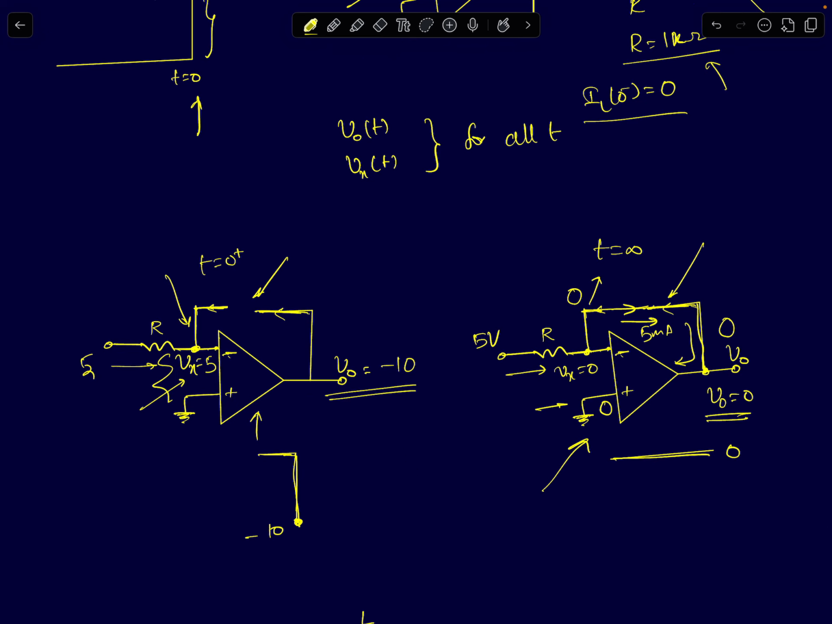You can analyze this just using intuitions. When the step arrives, the output goes to minus 10 and eventually it goes to 0. What happens in between? How does it reach 0? Does it go through a pulse, or does it have some kind of discharging, or what? How does the response look? That's what we are interested in, and we'll analyze that in this lecture again.